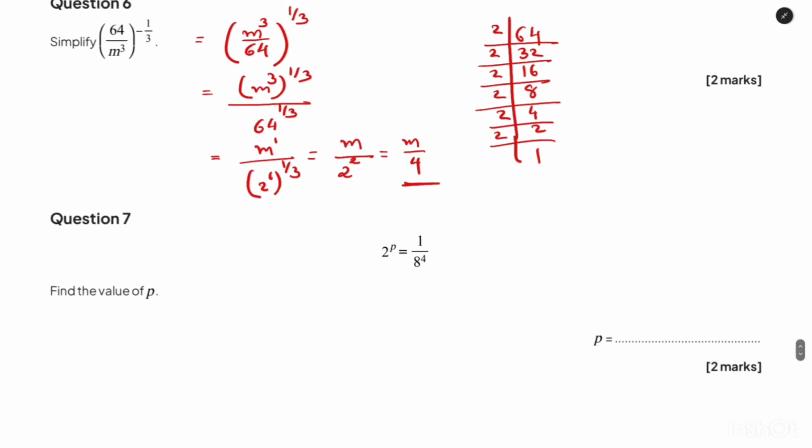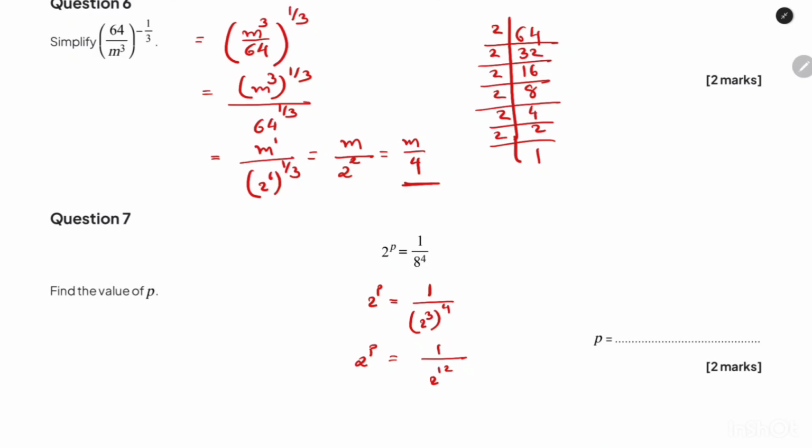Equation kind of question. Both the sides should have the same base. On the left hand side it is 2 raised to p, and it is already prime, so it's fine. But on the right hand side it is 8 raised to 4. To make the bases the same, I'll do the prime factorization of the base. So 8 will become 2 raised to 3 after prime factorizing, and now 2 raised to p is equal to 1 upon 2 to the power 12, because the powers will be multiplied.